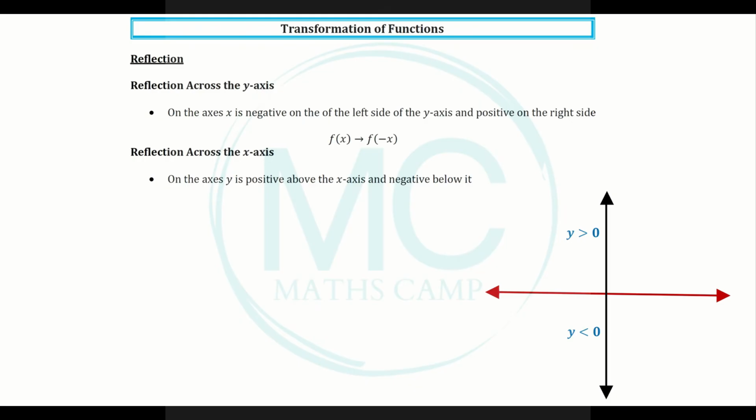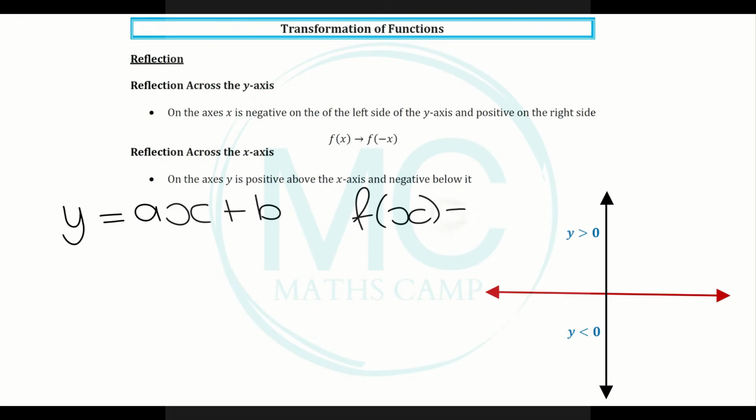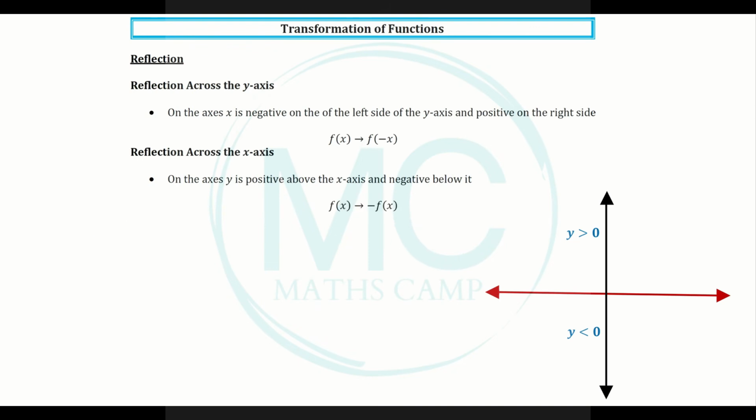We know that when writing an equation, we can say y is equal to, as an example, ax plus b, or we can say f of x is equal to ax plus b. Both of these mean the same thing. So when reflecting across the x-axis, f of x becomes negative. So we multiply the whole equation by negative 1.